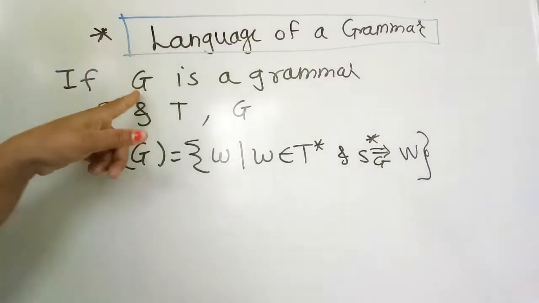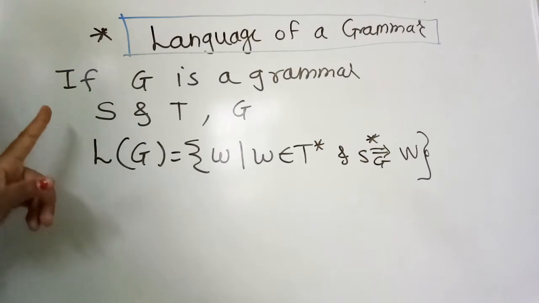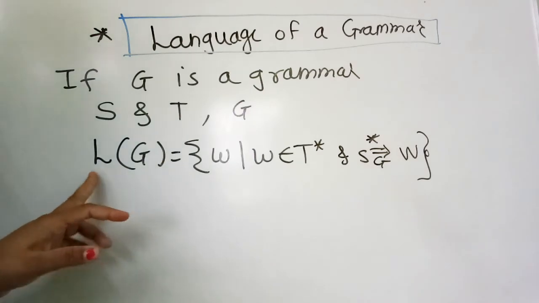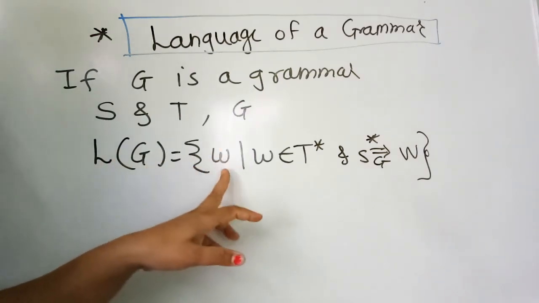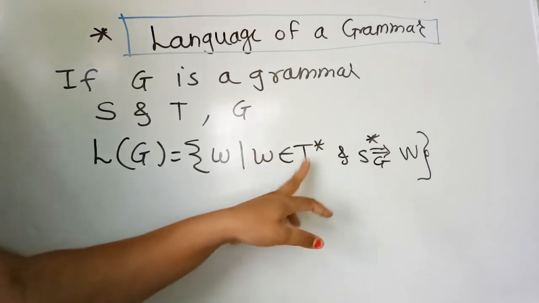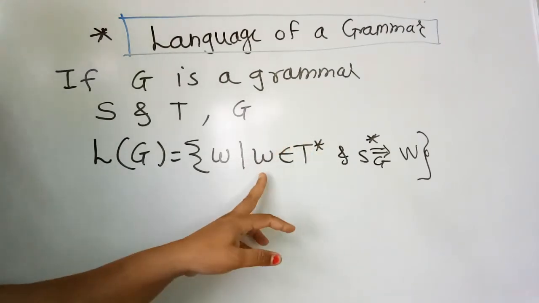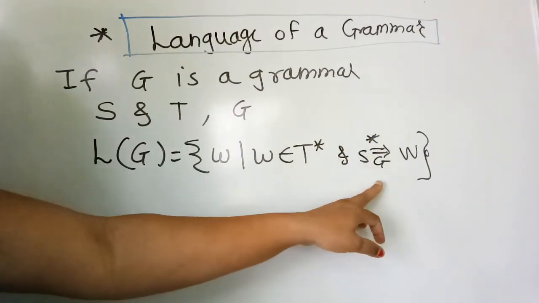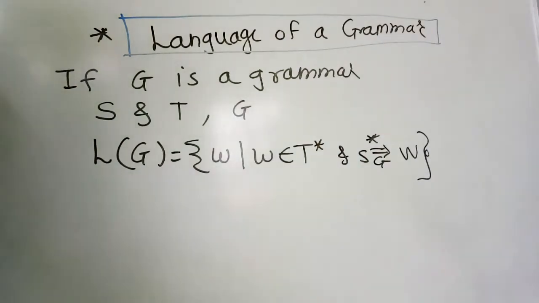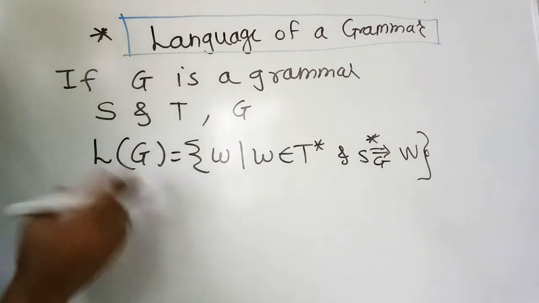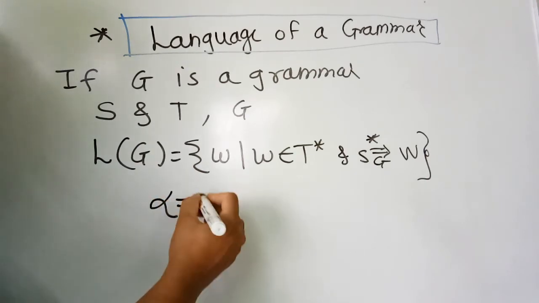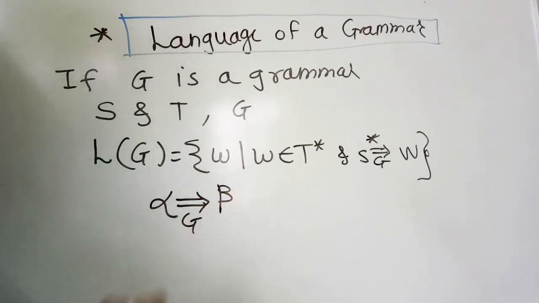If there is any grammar, then there is compulsorily a start symbol, T is a set of terminals, and G generates the language, and that language will be L(G) equal to a collection of words. The words are made from the terminals, and the starting symbol with some terminals and grammar rules, meaning productions, generates the word. Now, if the production rule is applied only once, meaning only one term is derived, then we can write alpha generates beta with some grammar rules.